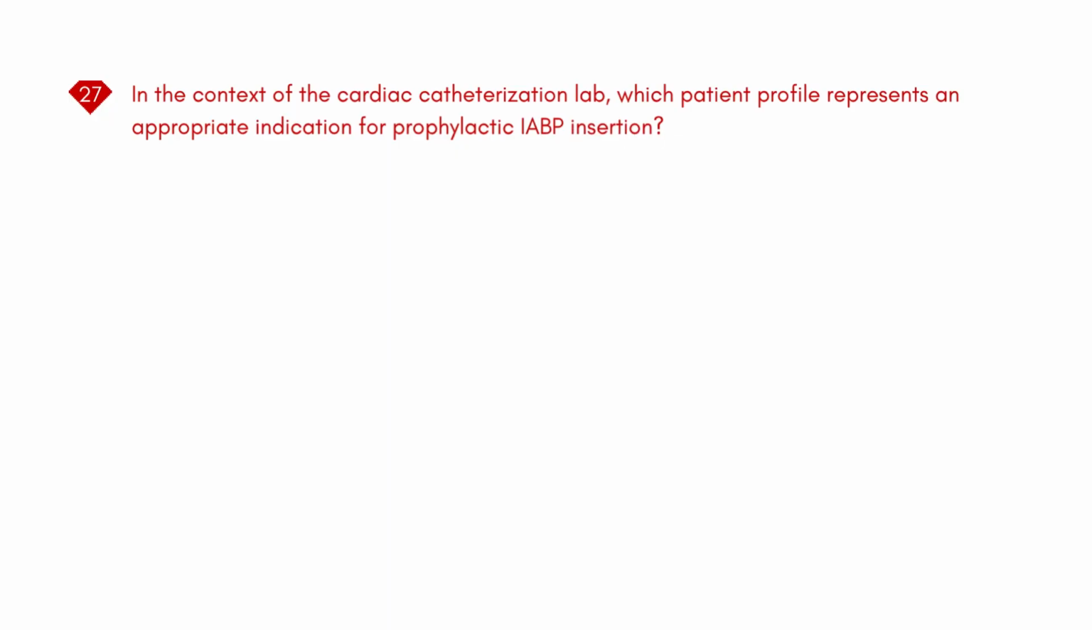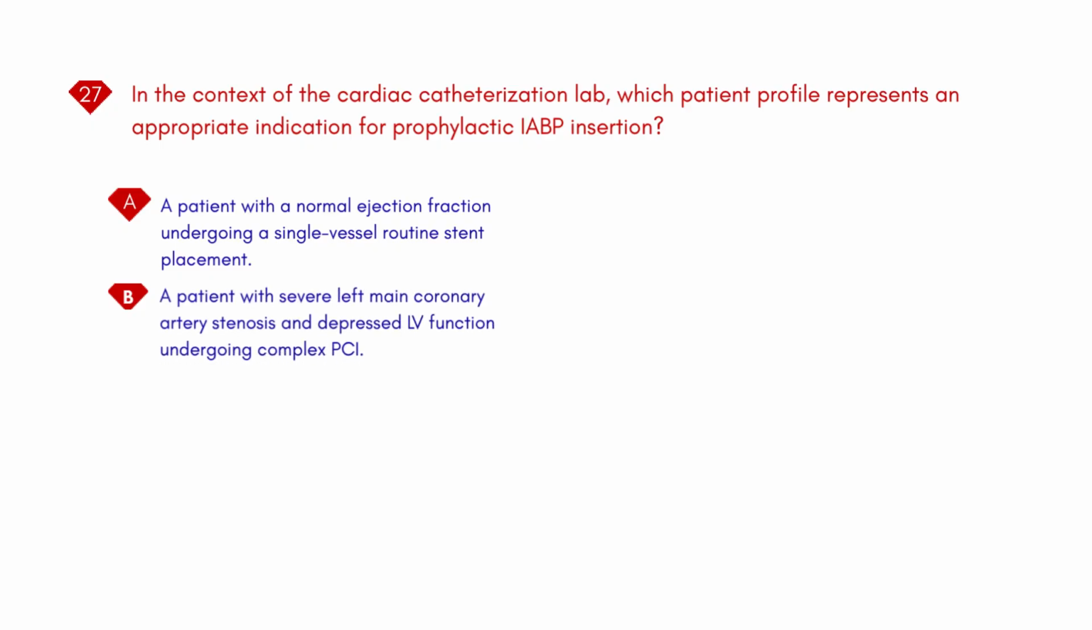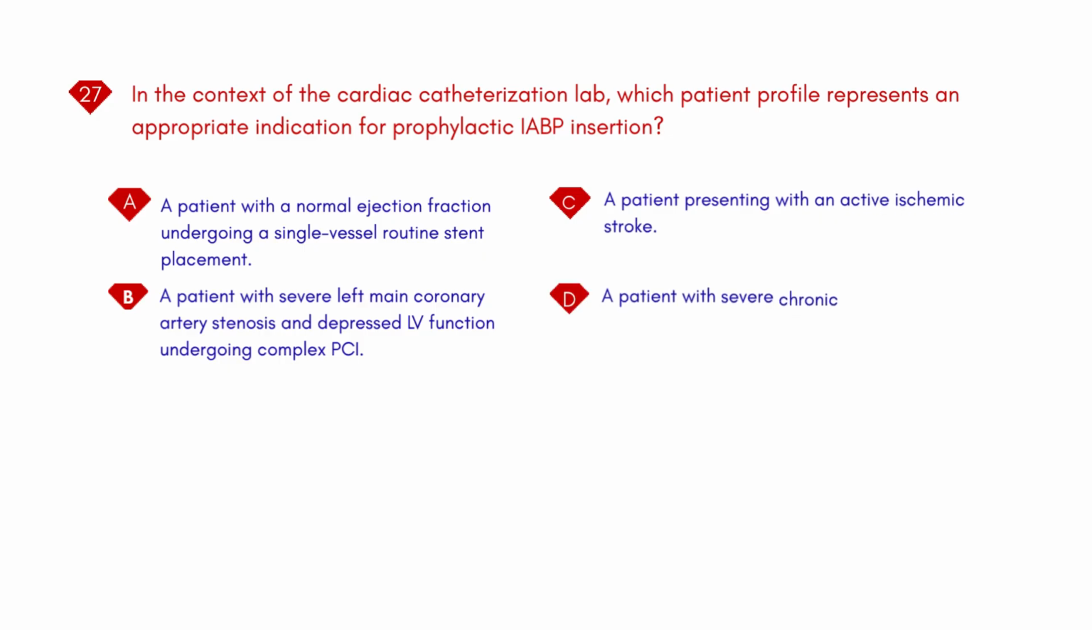In the context of the cardiac catheterization lab, which patient profile represents an appropriate indication for prophylactic IABP insertion? A. A patient with a normal ejection fraction undergoing a single-vessel routine stent placement. B. A patient with severe left main coronary artery stenosis and depressed LV function undergoing complex PCI. C. A patient presenting with an active ischemic stroke. D. A patient with severe chronic renal failure awaiting a fistulogram.